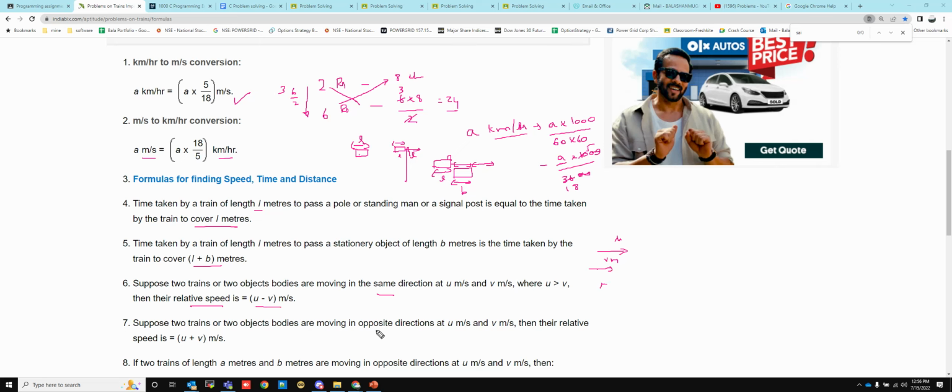If the two trains are moving in opposite direction, like one train is moving like this, the other train is moving like this, u meter per second and this is v meter per second, at that time the relative speed will be u plus v meter per second.